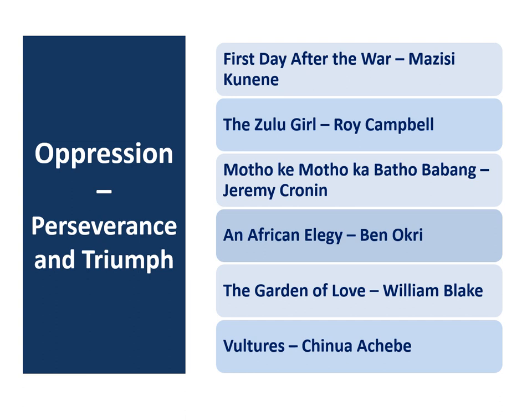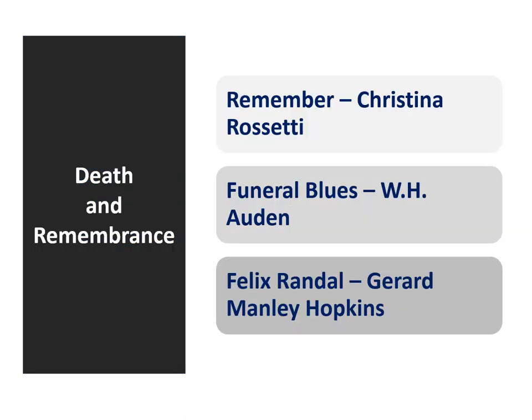Six of the grade 12 poems focus on the theme of oppression, persevering in times of oppression, and triumphing over oppression. These poems are First Day After the War, The Zulu Girl, Morto Ke Morto Babato Babang, An African Elegy, The Garden of Love, and Vultures. And finally, we have the theme of death and remembrance. Christina Rossetti's Remember, W.H. Auden's Funeral Blues, and Felix Randall by Gerard Manley Hopkins all focus on the theme of death and remembrance.